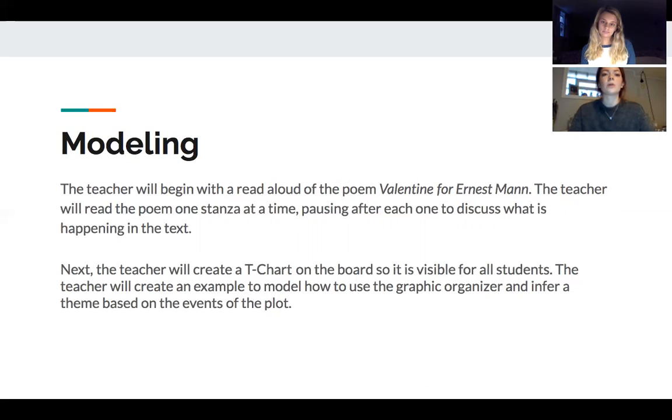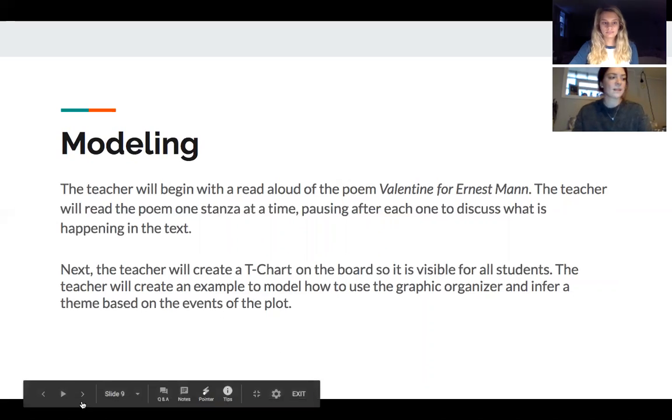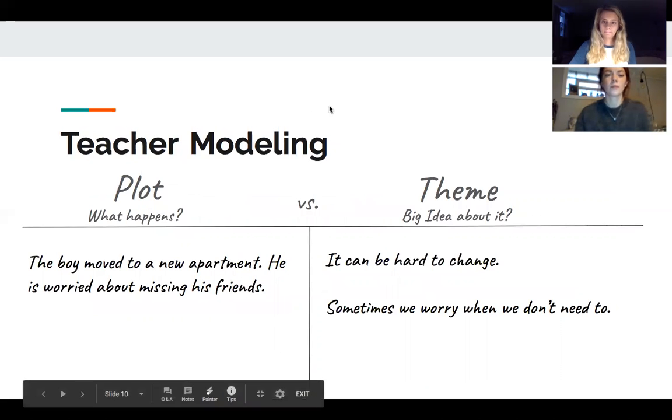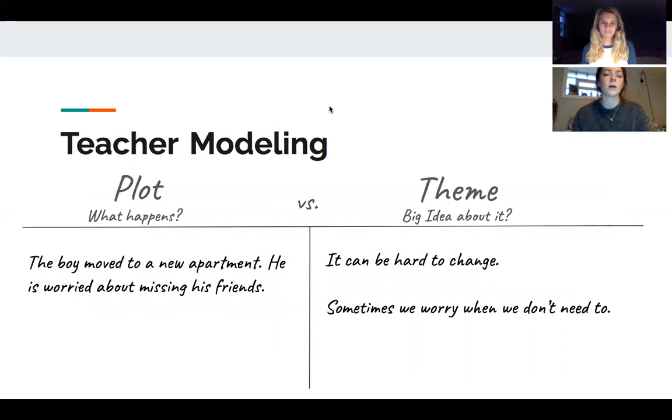And the teacher is then going to make up her own example of how to model and use the graphic organizer to infer a theme based on the events of a plot. So this is what the teacher's modeling example will look like on the board. She will quickly create the T-chart, having plot on the left and theme on the right, and then the guiding questions under it, what happens, and the big idea about it.